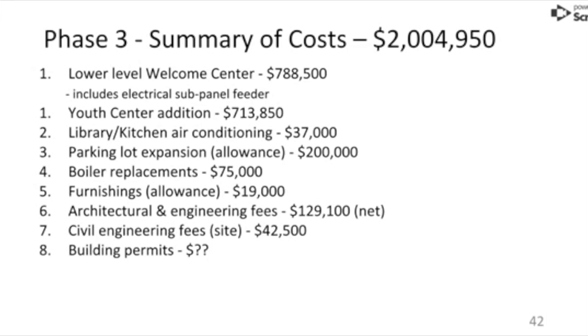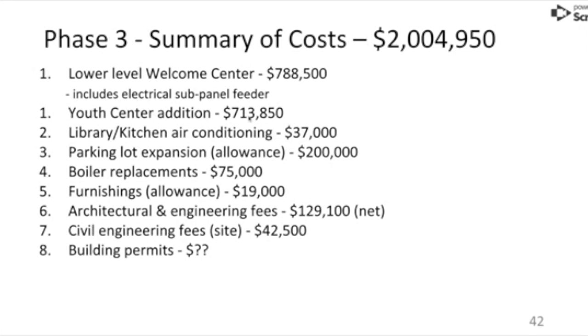Here's the cost without the options. Remember, those are priced separately. So this is obviously at $2 million the most expensive phase of this project. Could it be split into two different phases? Of course it could, because the lower level welcome center, nursery expansion, and restrooms is expected to cost $788,000. That could be its own phase.